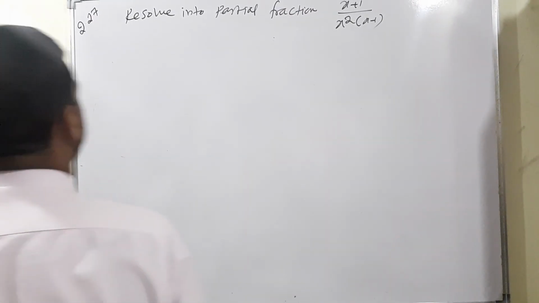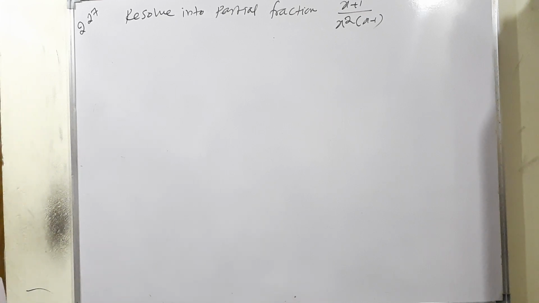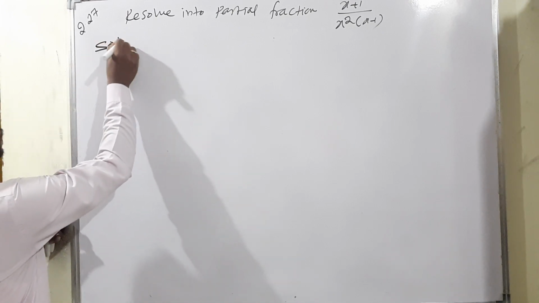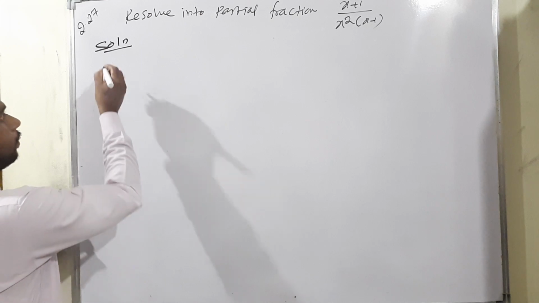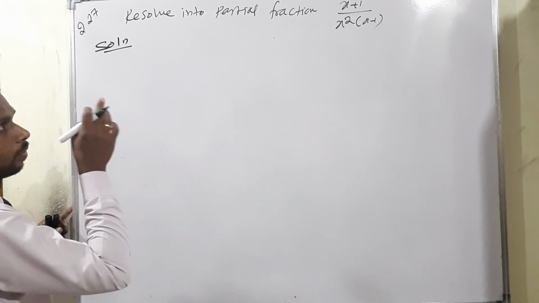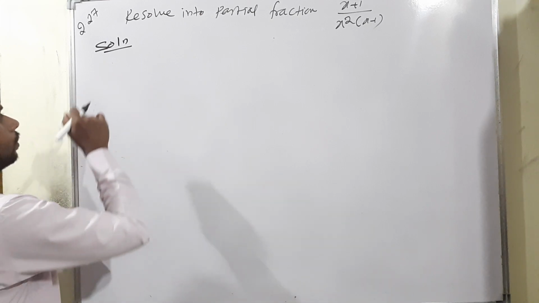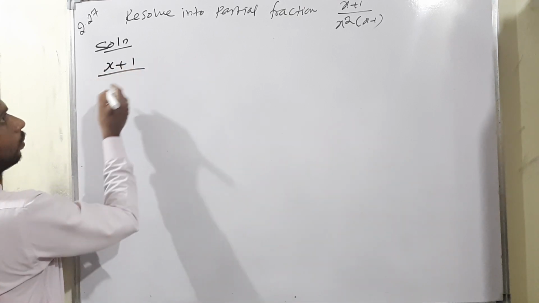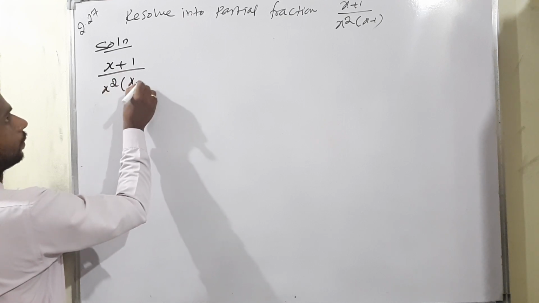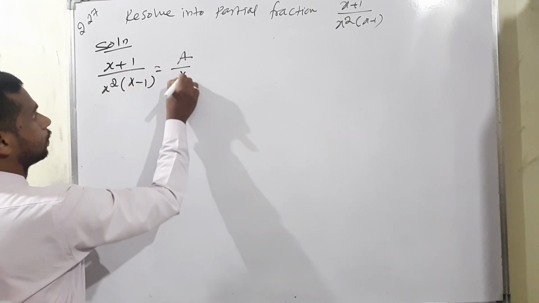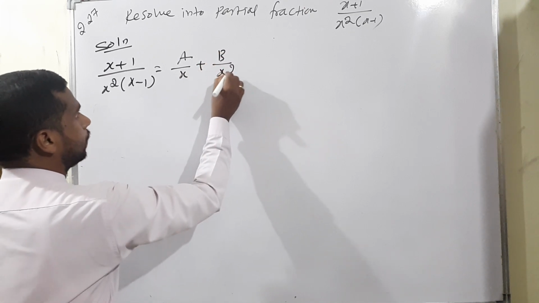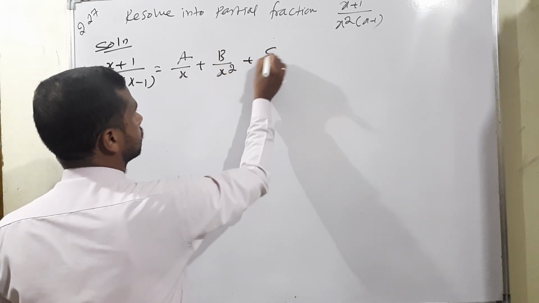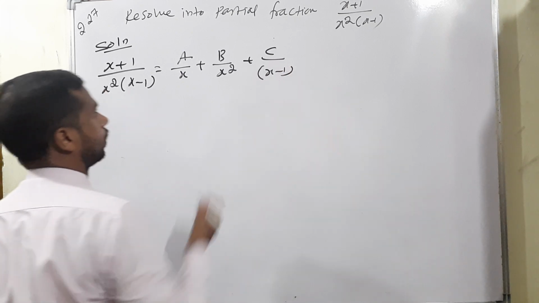Moving to example 2.27, resolve into partial fractions x plus 1 over x square into x minus 1. So the solution: another type, isn't it? So that is actually non-factorized, isn't it? x square and a different term are also there. So how to expand that form? x plus 1 over x square of x minus 1. We can expand as a by x plus b by x square, then plus c by x minus 1.